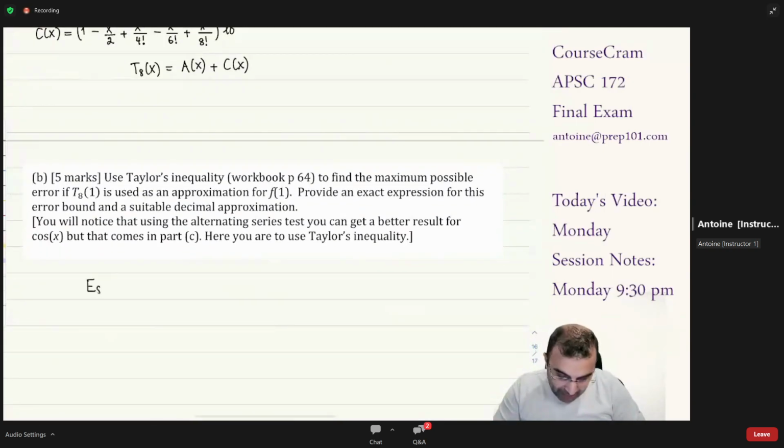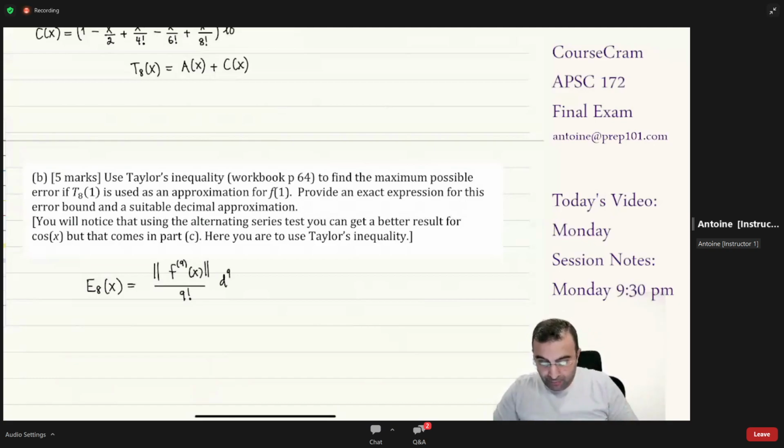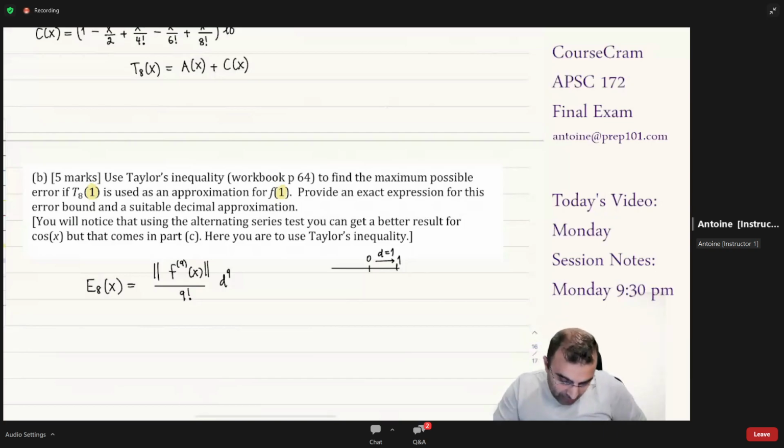Okay, so what is E8 of x? This is the maximum value that f to the order 9 can take on x, all divided by 9 factorial times d to the 9. We're using an approximation at f of 1. So the center of convergence is 0, and we're using the approximation at 1. So what's d? d is 1. So that's very nice, because then that's just gone. Now, the question is, what's f to the order 9 at x?